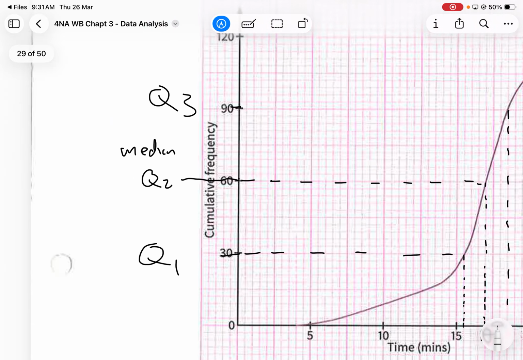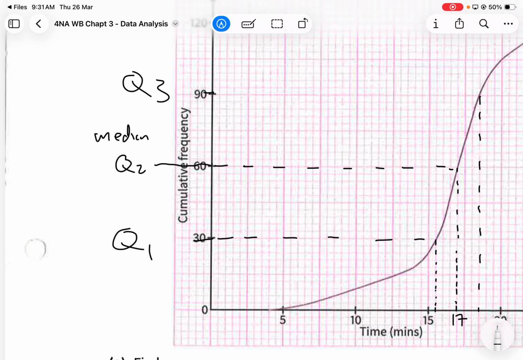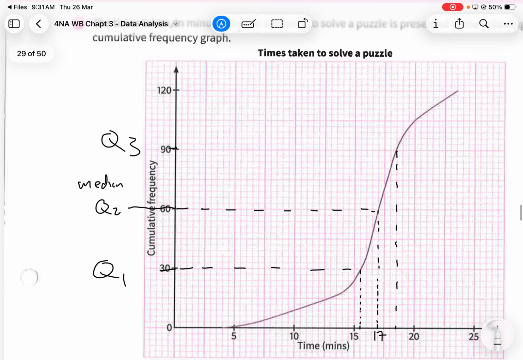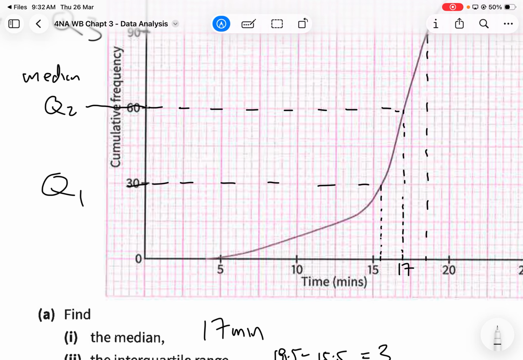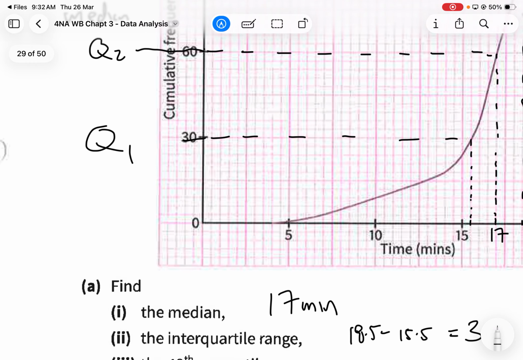40th percentile. Okay, 40th percentile, the whole 120 is 100%. So we have to see where is the 40th percentile. We take 40%, multiply 120. 40% times 120 is 48. Then I must go to 48. That is my 40th percentile.